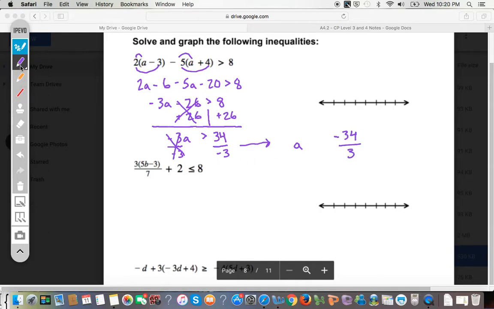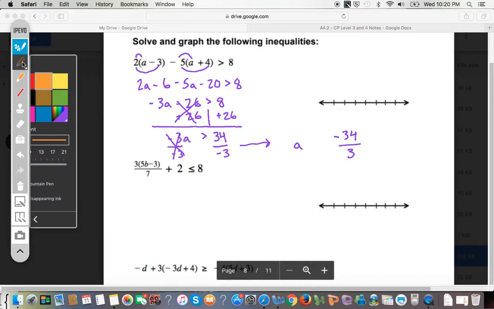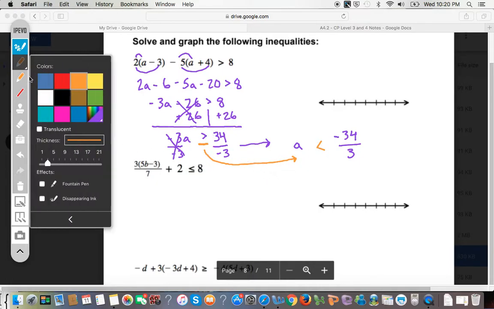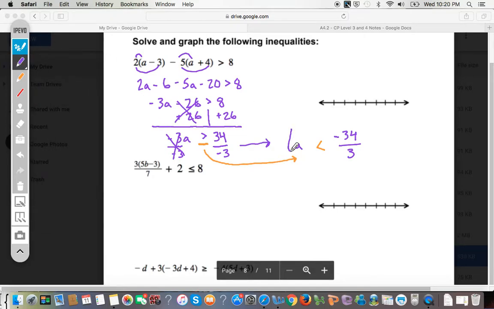But one thing I want to highlight right here: we had this sign right here, we had a greater than sign. But we divided by a negative, so we're going to change it to a less than sign. Just flip the direction of it. So this is our solution right here. a can be any number that is less than negative 34 over 3.